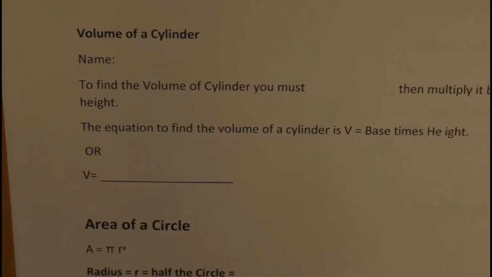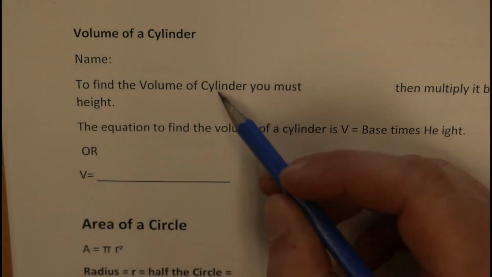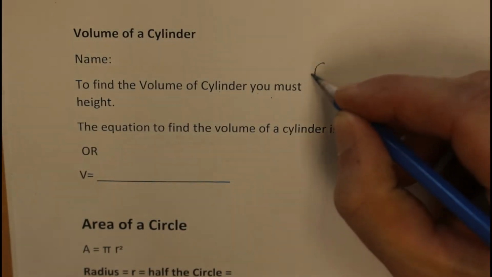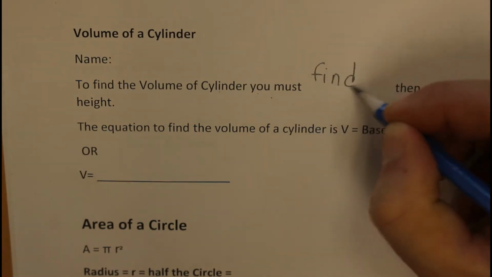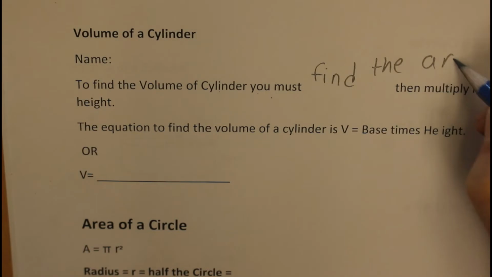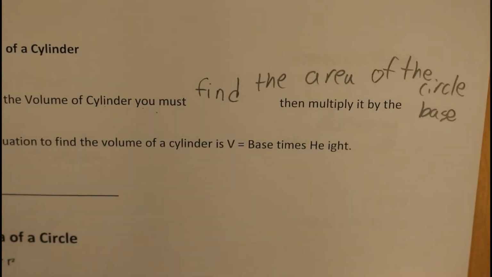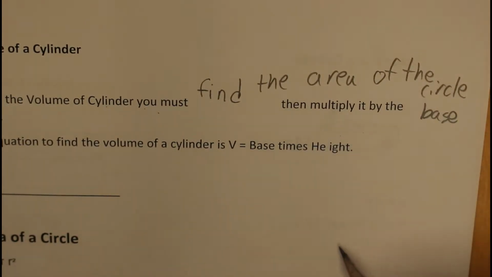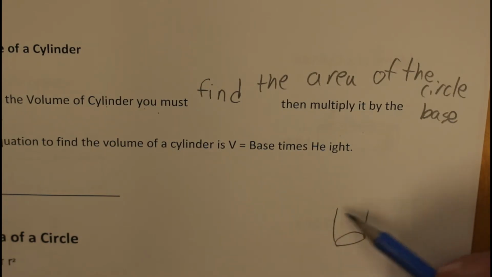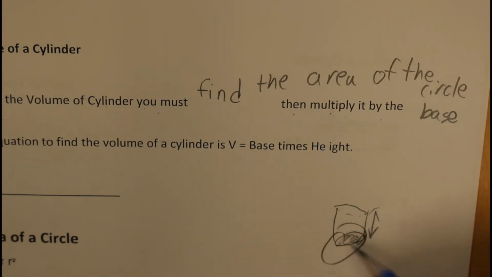So just follow along on here. To find the volume of a cylinder, you must find the area of the circle base, so whatever the bottom of it is. If this is your cylinder, you need to find the area of that right there. Very poorly drawn. Then multiply it by the height, so whatever the height is right there. So the area of this, multiply it by that.